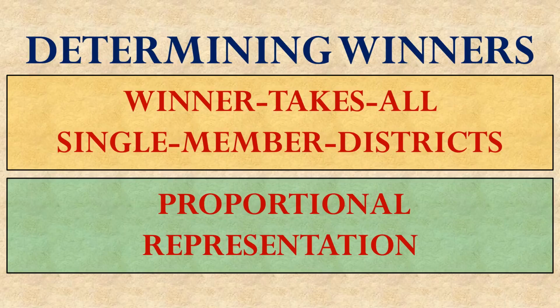Now, notice that I'm using a different color scheme here for both. The different colors here will be used in the background of the slides from this point forward until we finish this explanation, so you can keep track of what we're talking about at a given time. If you see the greenish background, you know that we're talking about proportional representation. If you see that yellowish background, you know that we're talking about winner-takes-all single-member district system.